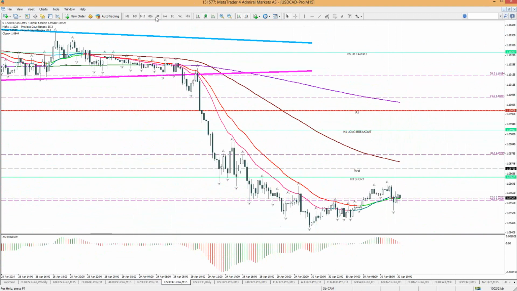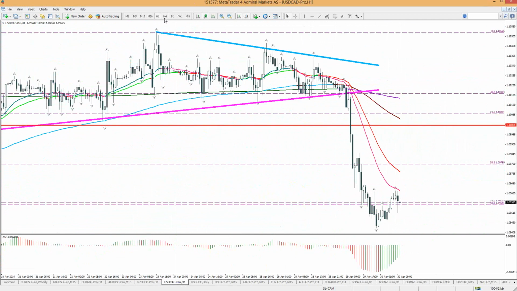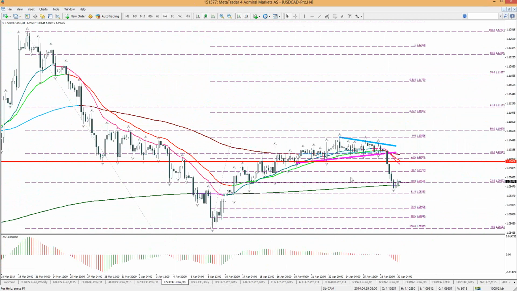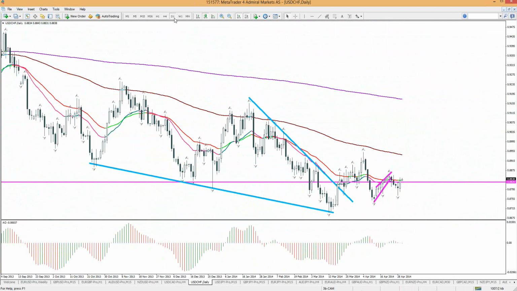Dollar CAD, let's take a look. Made a big fall yesterday. As I said, be careful with the 50 fib, 61.8 fib. Those could be bouncing spots. Price is stopping there at the moment.